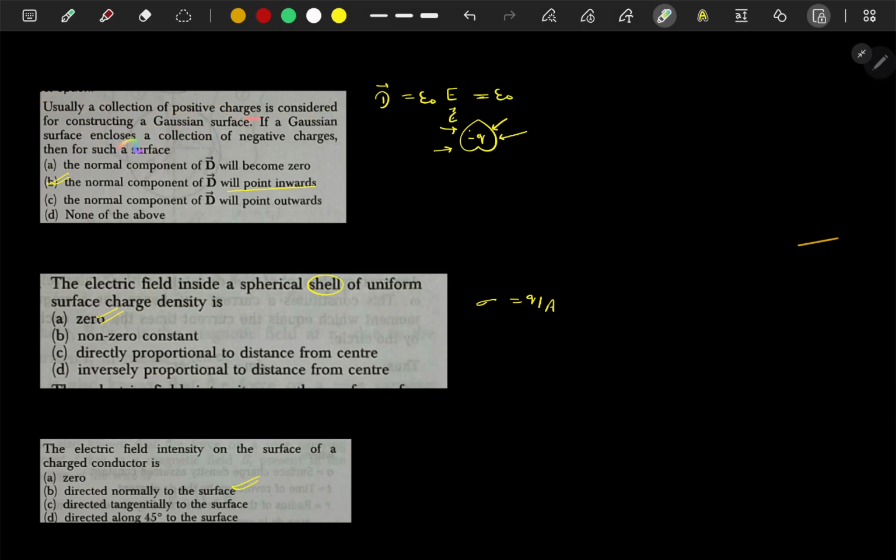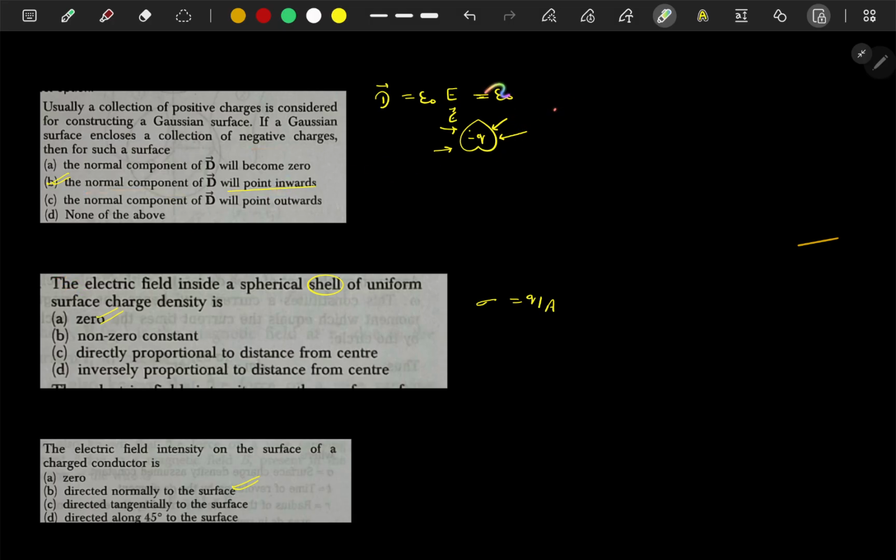Usually a collection of positive charge is considered for constructing a Gaussian surface. If a Gaussian surface encloses a collection of negative charges, then what will happen for such a surface? Electric field lines are inside, so D equal to epsilon naught E. There are negative charges, so the normal component of D will point inwards.